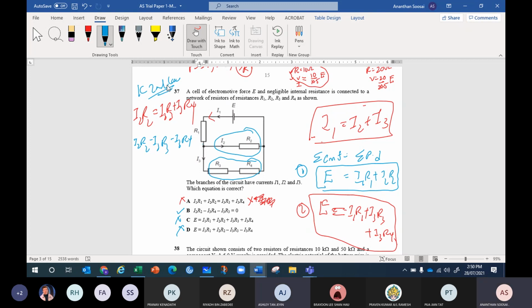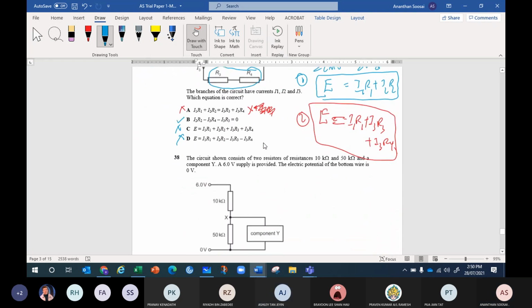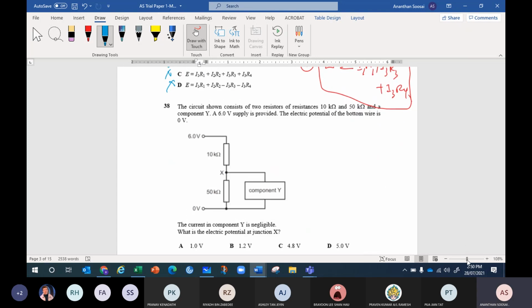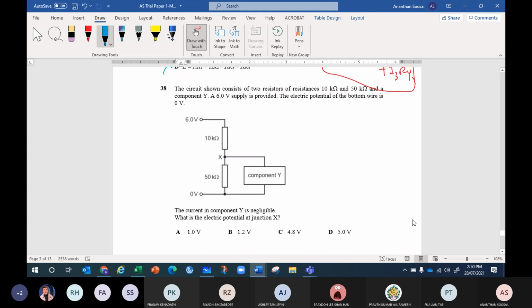38. Okay, 38. Again, a circuit. The circuit shown consists of two resistors of resistance 10 kilo ohm and 50 kilo ohm, and component Y. Oh, there is another load here which has some resistance. We don't know how much.